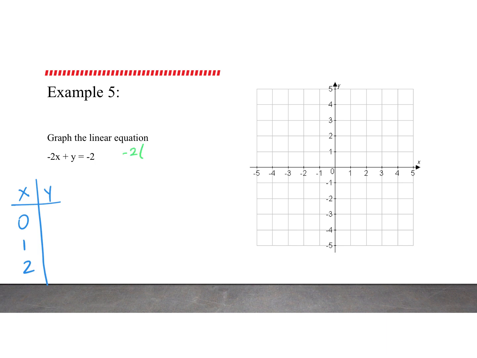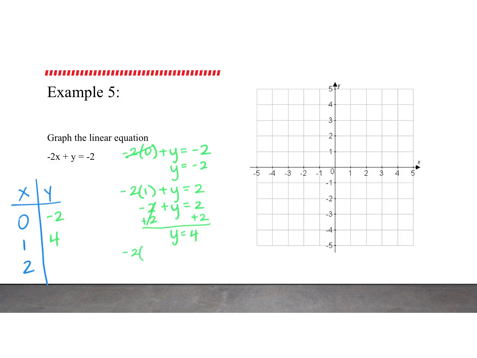So I'm going to write out my equation and plug in 0 where the x goes. 0 times negative 2 cancels. And I'm left with y is equal to negative 2. Then I'm going to write it again, and I'm going to plug in 1. Negative 2 times 1 is negative 2. I'm solving for y, so I can add this 2 to the other side. And I get y equals 4.